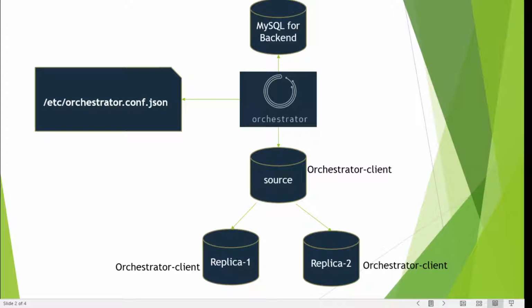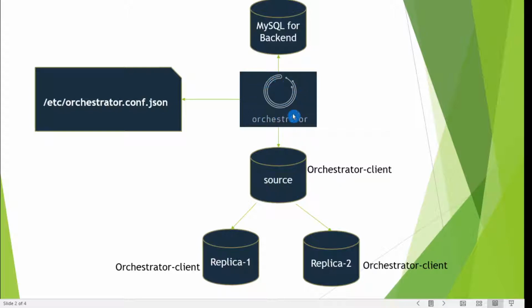Then orchestrator has the configuration file. If you see here, this orchestrator configuration JSON file is where you provide all the configurations, like the backend user and password, and the password on the source side, which orchestrator will use. It will discover all the topology and try to keep itself in sync with the replication topology. If any issue happens, you can get the error from there.